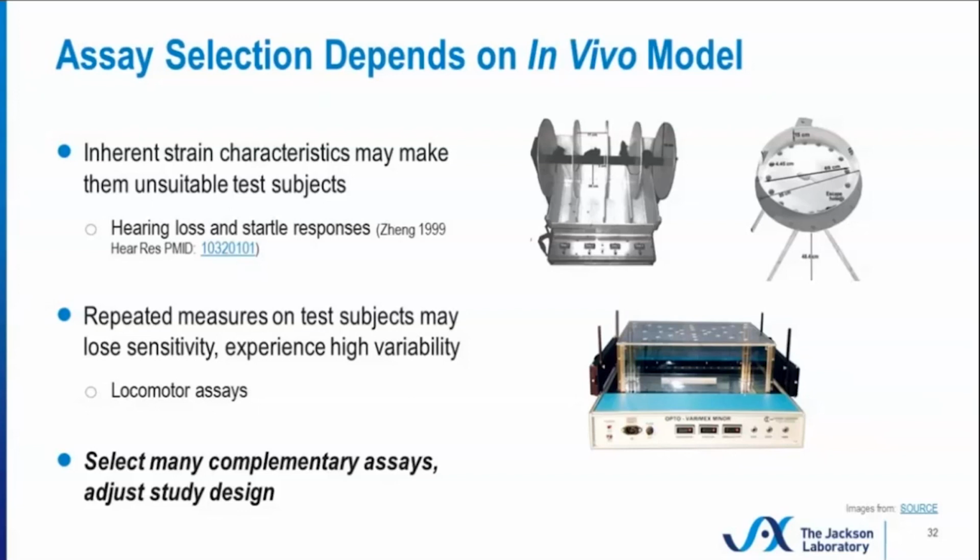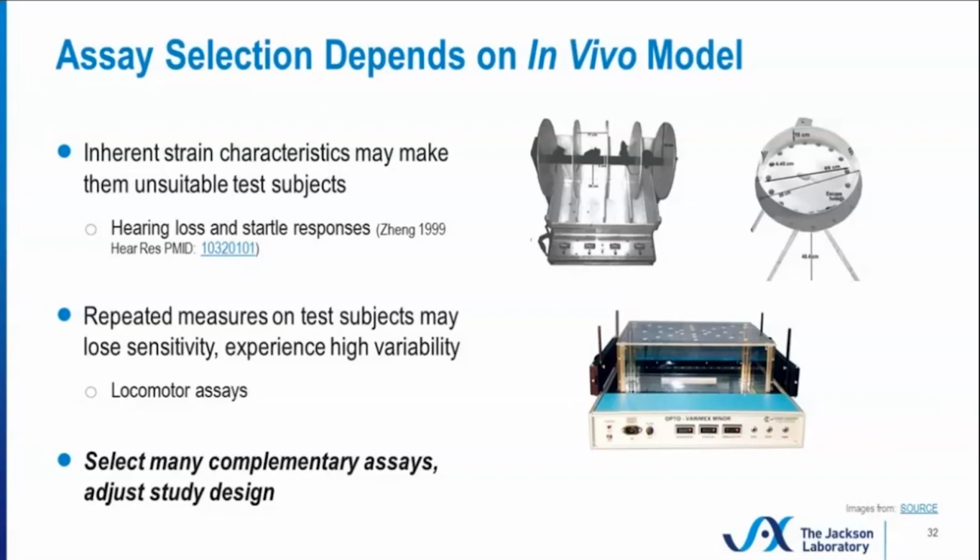And if you use the same mice over and over again for your experiments, probably they would adapt to that rotorod and they would know what to do. So it's always good to change those, rotate those mice in your experiment and see if that phenotype or that feature is being exhibited truly by the mice. And select many complementary assays.